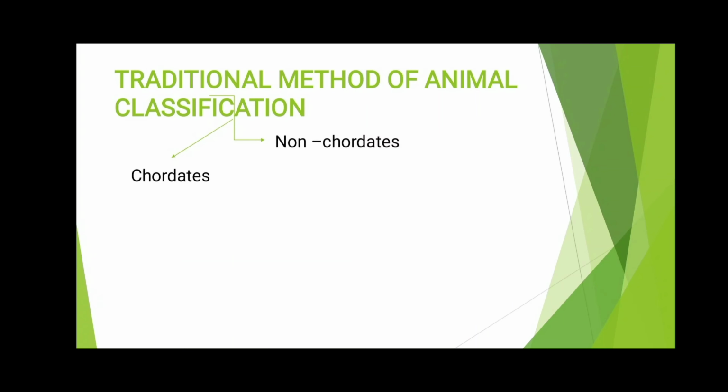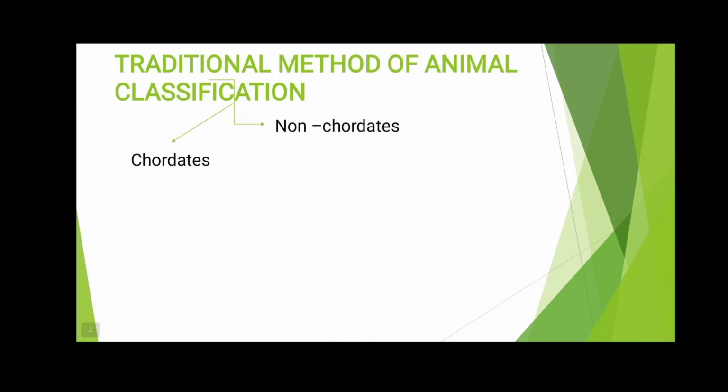Remember everyone that in non-chordate organisms, the heart is present on the dorsal side, while in chordate organisms, the heart is present on the ventral side. Which side? Ventral side. In non-chordates, the heart is present on the dorsal side, and in chordates the heart is present on the ventral side.